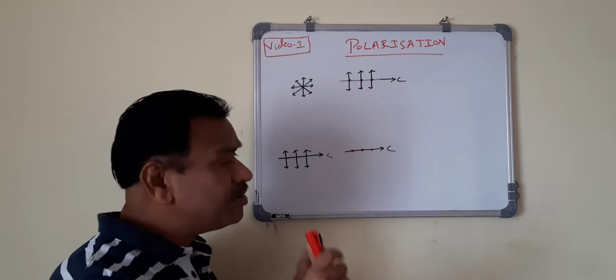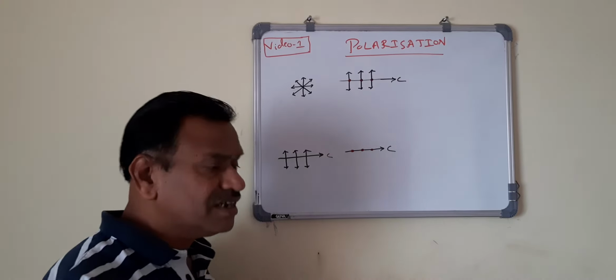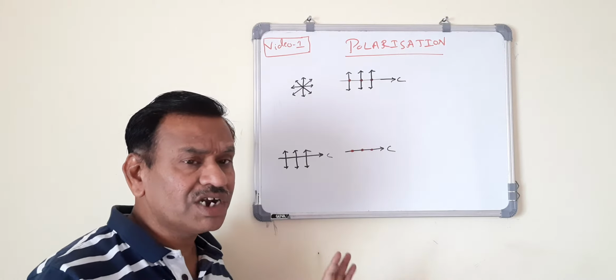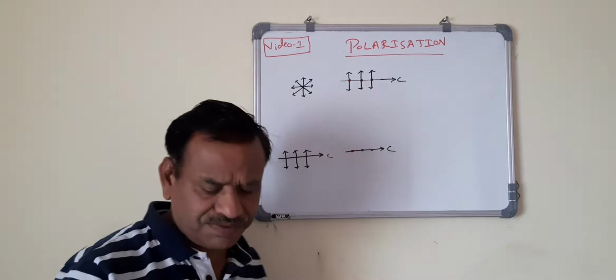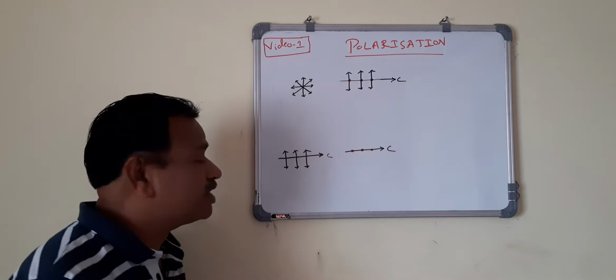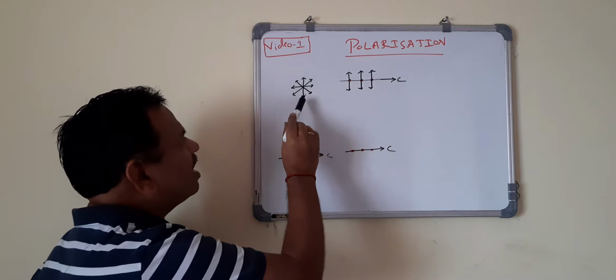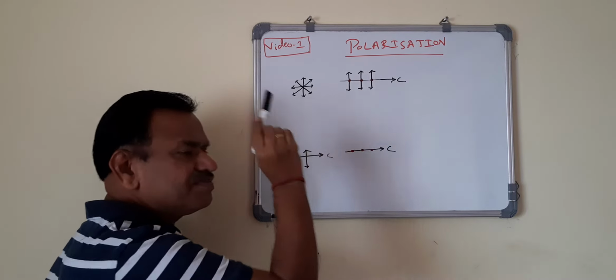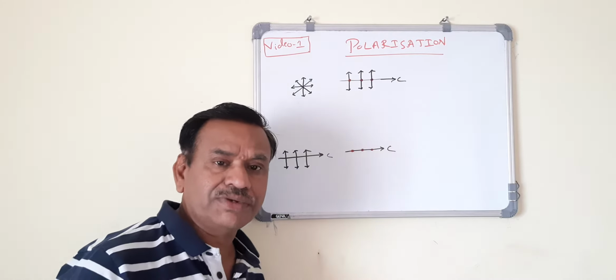What the polarization concept teaches us is that light is not a longitudinal wave, but an electromagnetic wave. Okay. Now let us come to the topic, the introduction of this topic. Here you see, this is called an unpolarized wave. I am using the word polarization repeatedly.